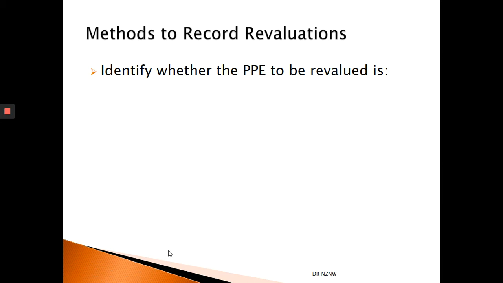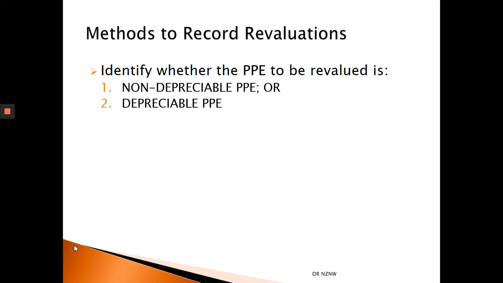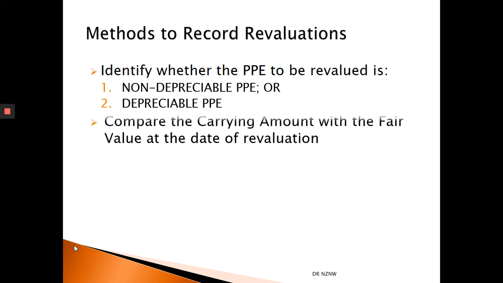We actually record revaluation. First you need to identify whether the PPE to be revalued is non-depreciable PPE, which means that you don't calculate depreciation for this PPE, or the PPE is a depreciable PPE. Then you compare the carrying amount of the PPE with the fair value at the date of revaluation. The comparison must be made on the same date. If the fair value you have is for 31st December, then your carrying value is the value on 31st December as well.